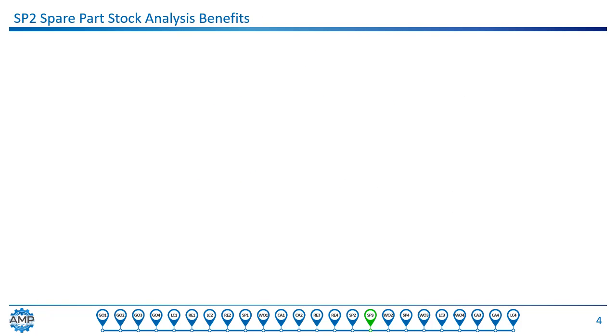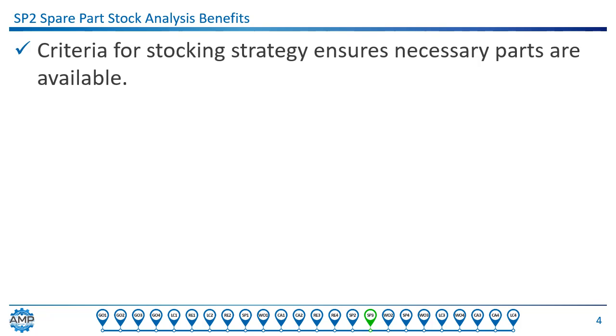Here are the benefits of the spare part stock analysis function. Having rules for what to stock is intended to ensure spare part management is linked to a risk-based asset management program. One of the reasons to stock something is because it was identified as supporting a very high priority failure mode.